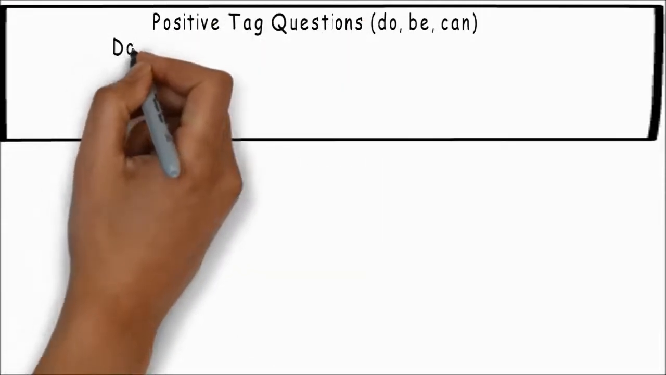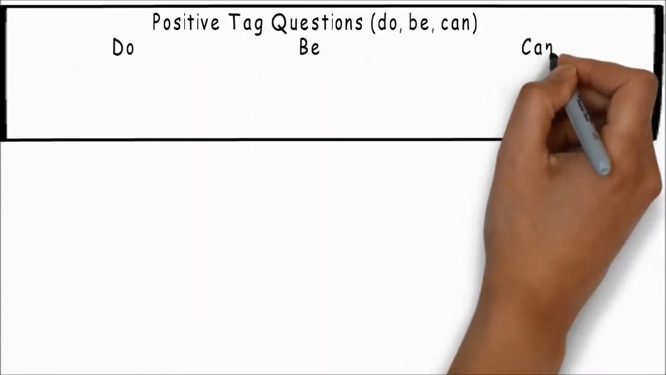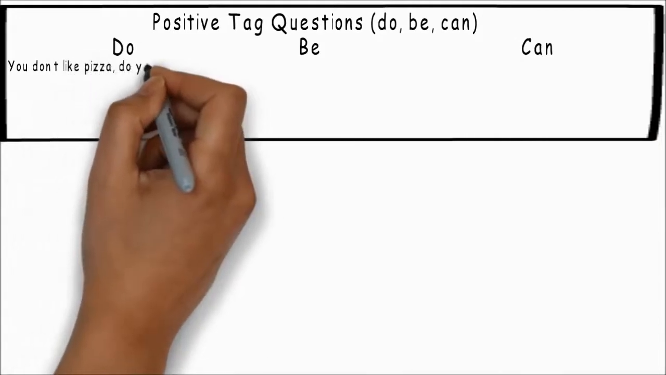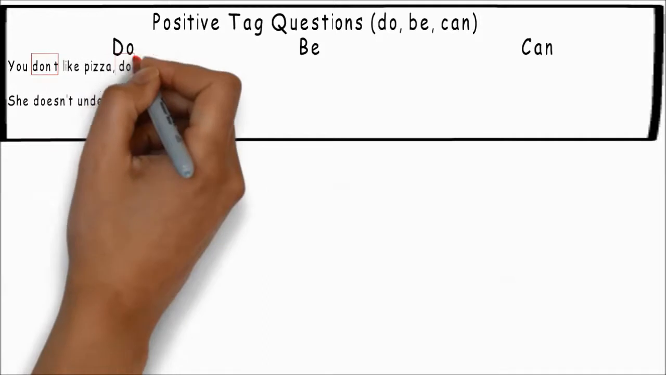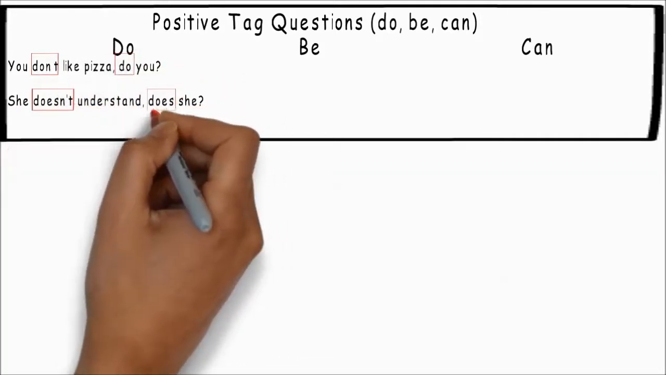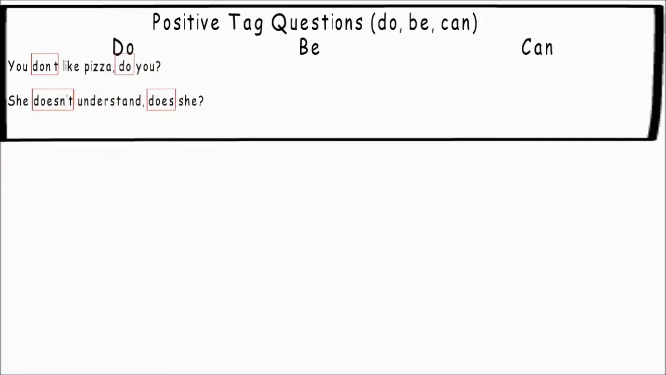Positive tag questions: do, be, and can. Just like before, when we did negative. You don't like pizza, do you? She doesn't understand, does she? See how it's the opposite, it's backwards.